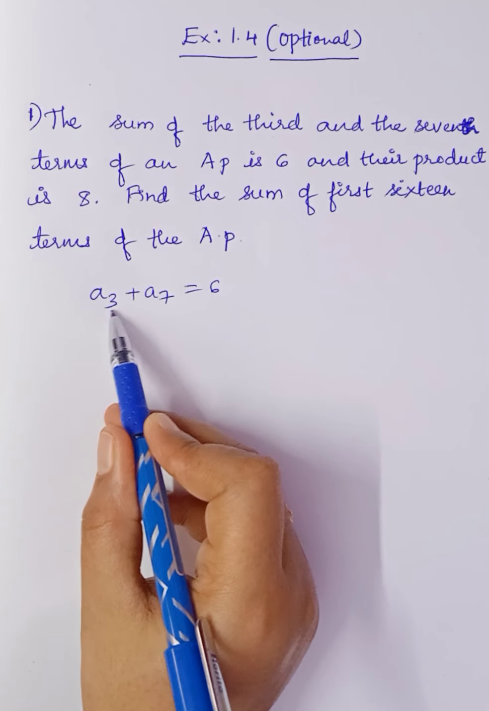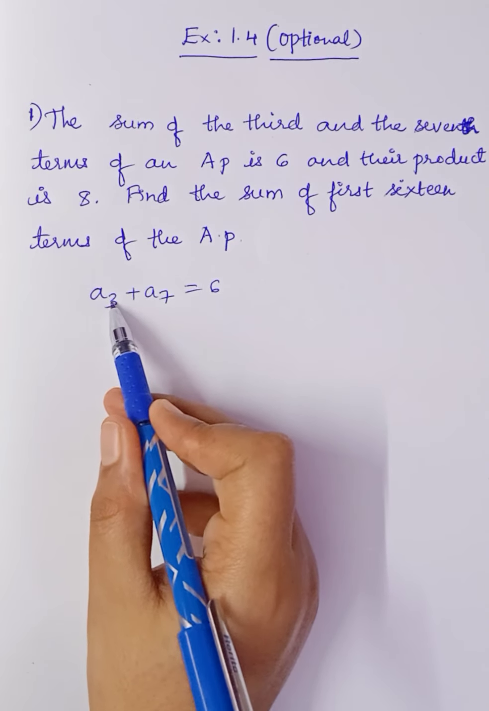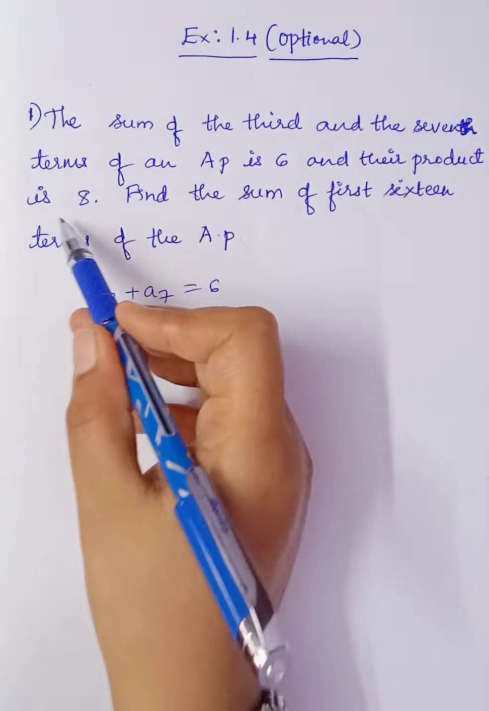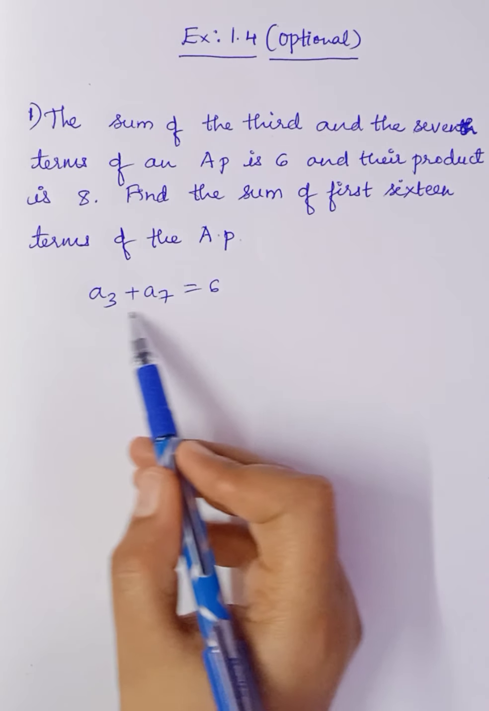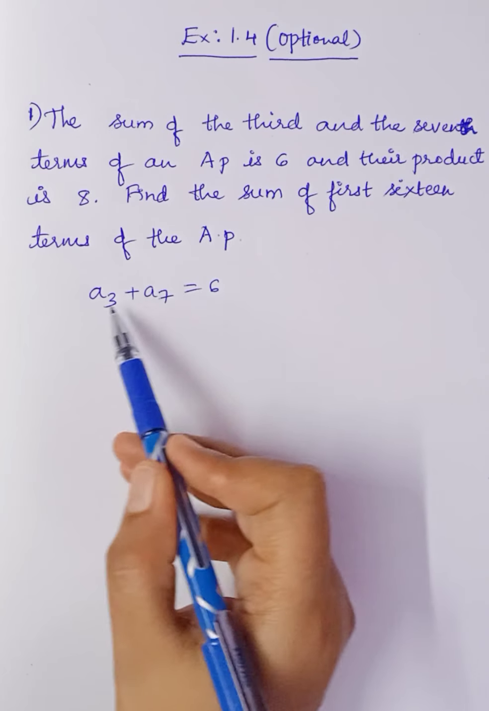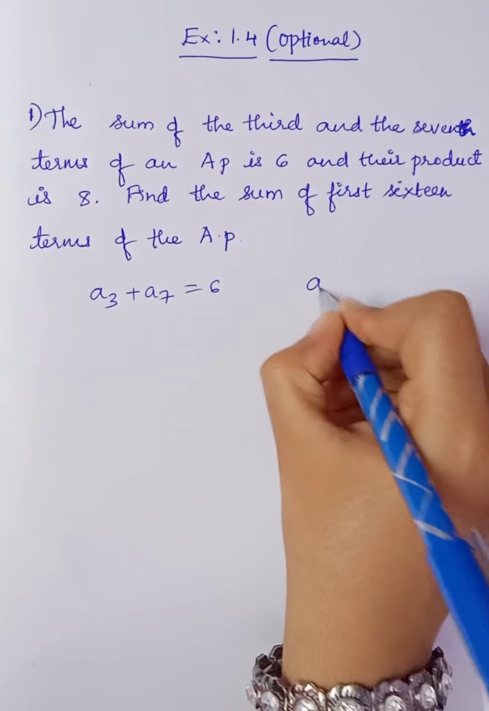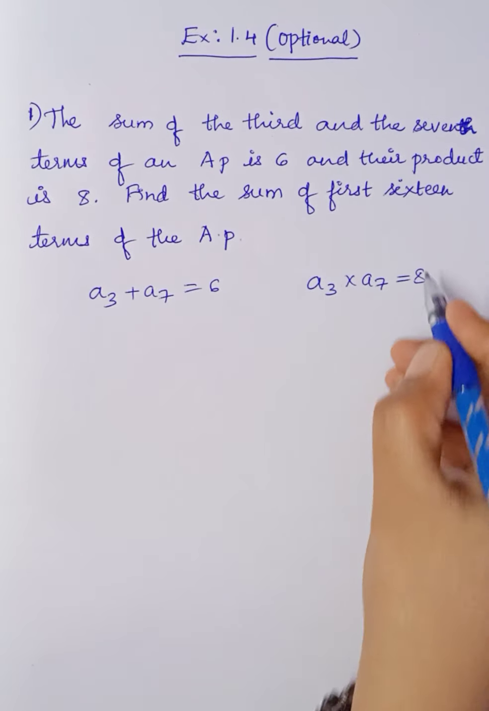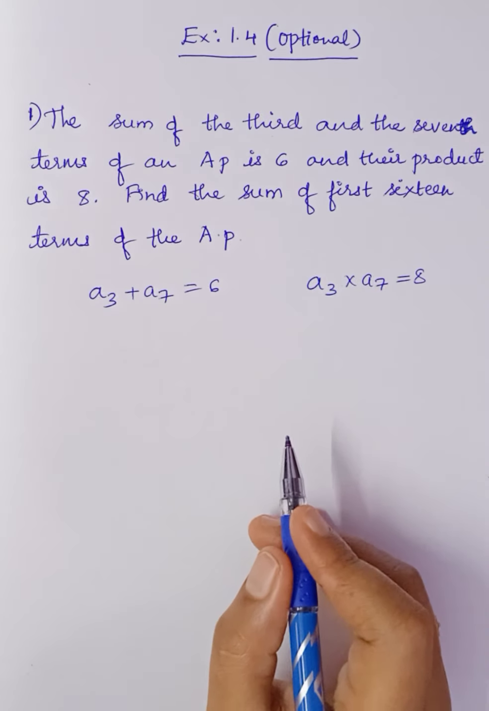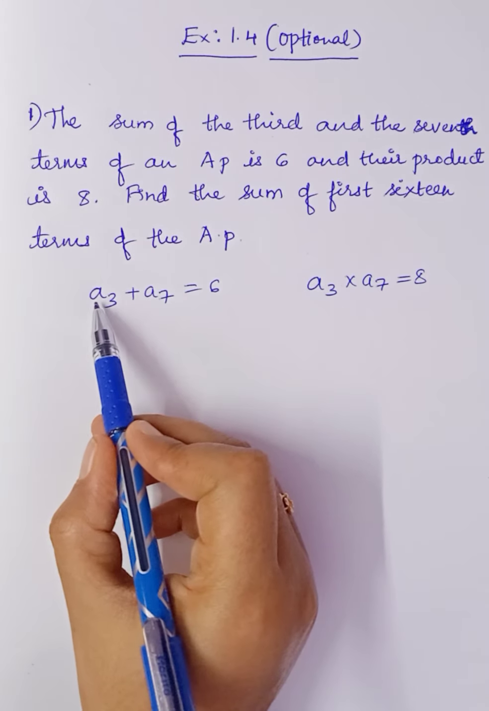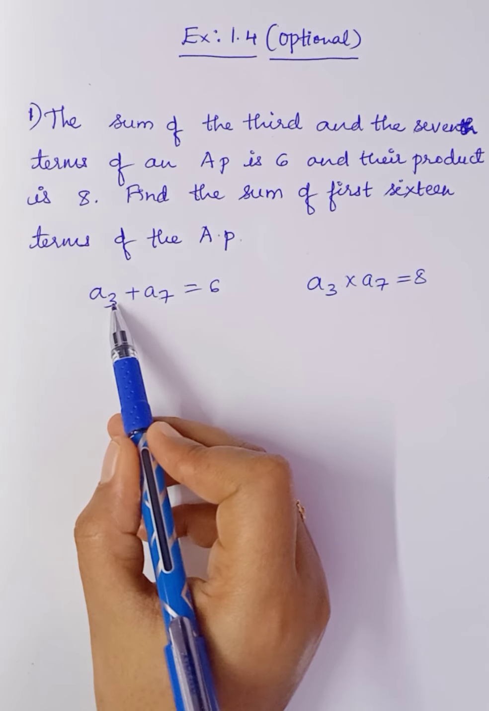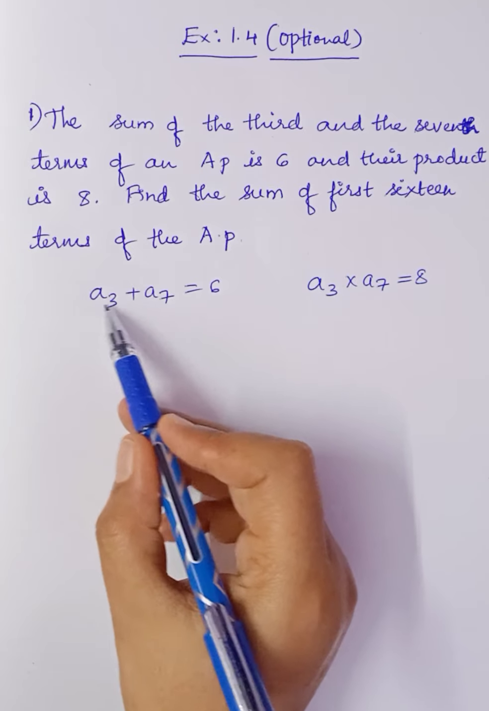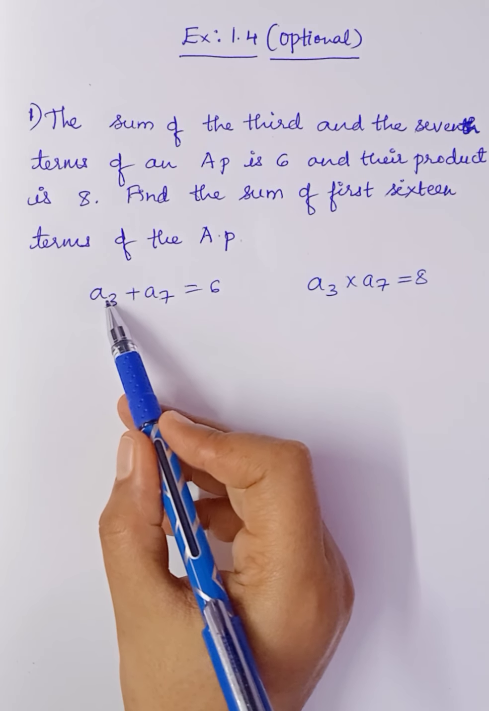They have said the sum of third and seventh term of an AP is 6. So A3, sum in the sense addition, so A3 plus A7 is equal to 6. And their product is 8. That means the product of these two is 8, so I am going to write it here: A3 into A7 is equal to 8. Product in the sense multiplication. Okay, so let me solve these terms to the side and then substitute here. Let me find A3, that is the third term.